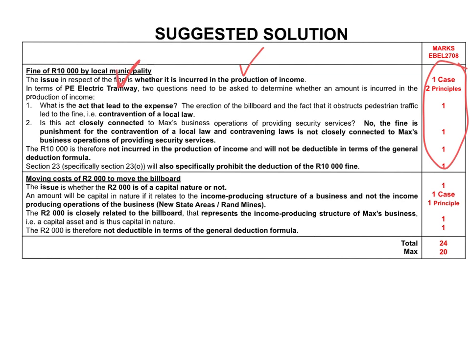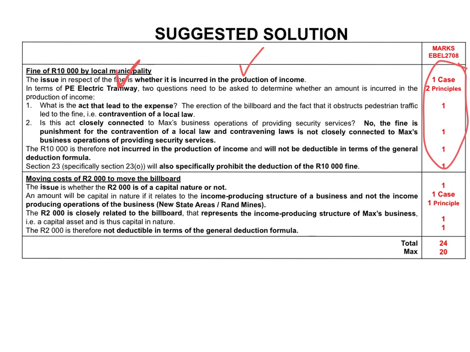Now have a look. You are not just getting a mark for writing down PE Electric Tramway. You will be getting the mark because you're using PE Electric Tramway in a specific way. It's part of a full sentence and it's got a specific reason and context as to why it's used. In terms of PE Electric Tramway, 2 questions need to be asked to determine whether an amount is incurred in the production of income. You are not just going to get marks if you write down the correct court case without properly structuring your sentence. Okay, so that's the mark for the case.